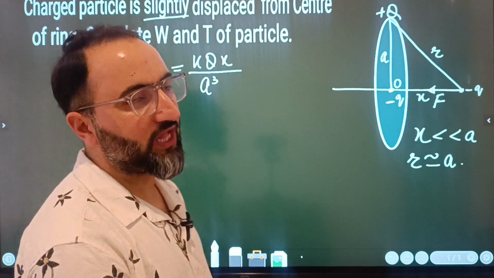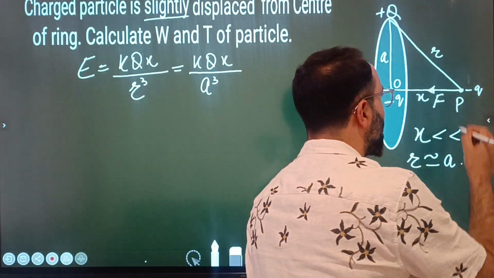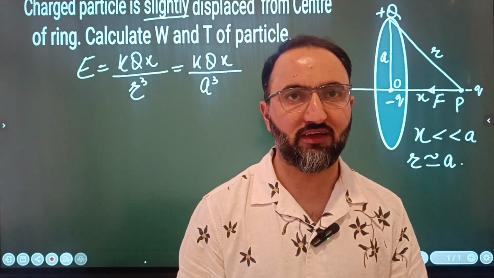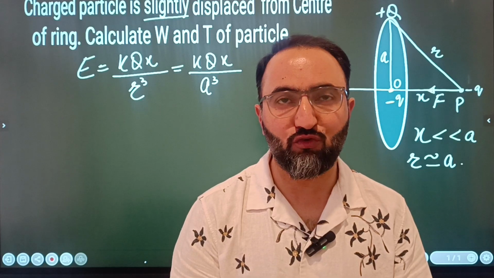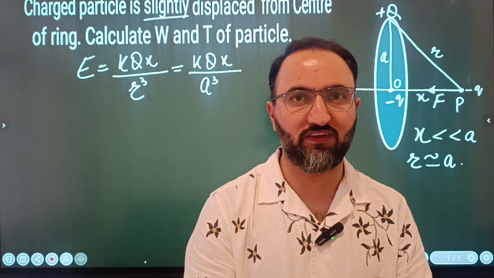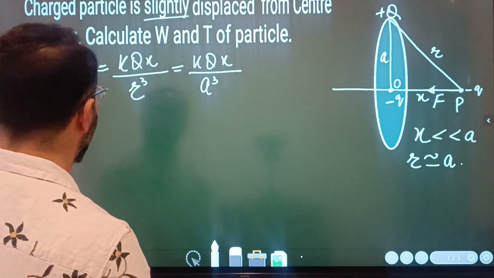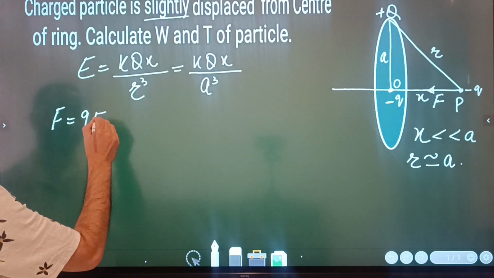Okay, now I know the electric field at this very point, this point p. This is the point p. I know the electrostatic field at the point p. Can I calculate the force on the charged particle? Yes, I can. How can I calculate the force on the charged particle? Force is simply equal to charge multiplied with the electrostatic field. So let me write down that equation. So the force on this charged particle comes out to be Q multiplied by electrostatic field.